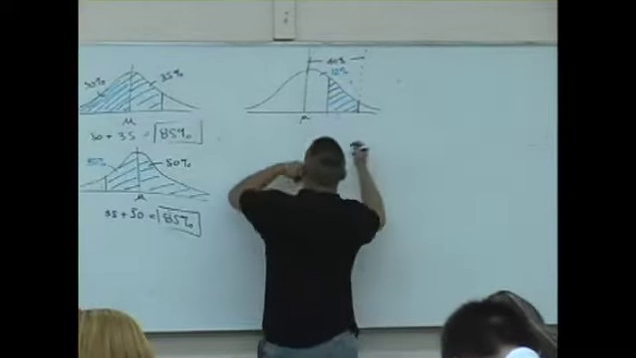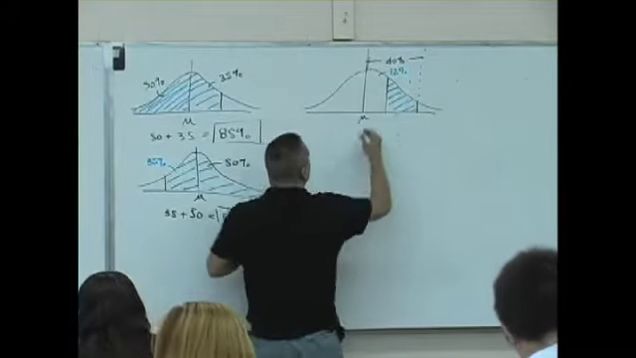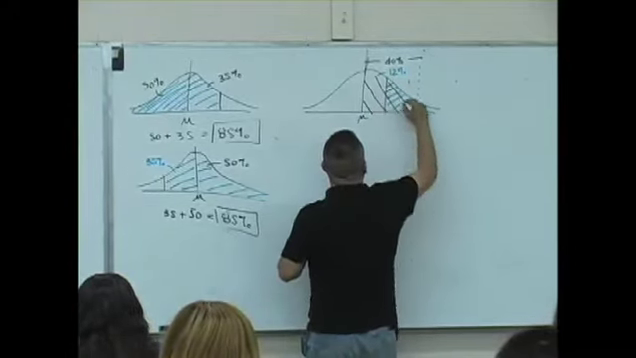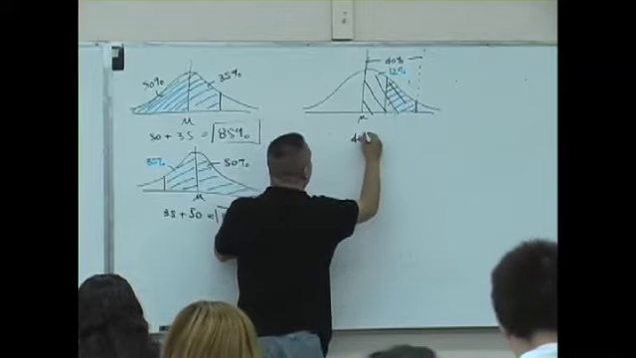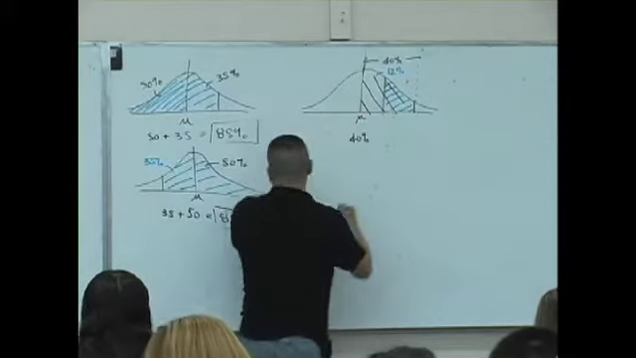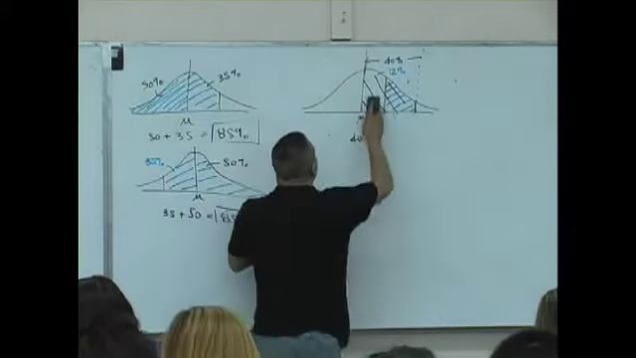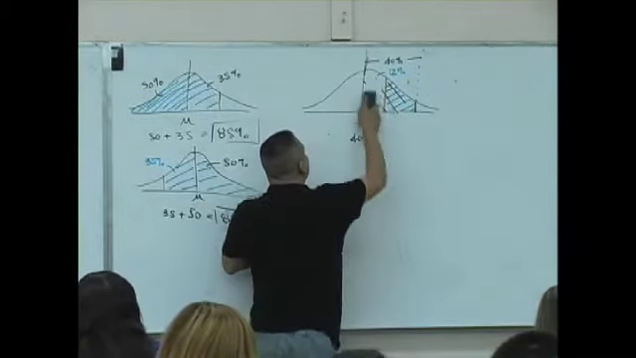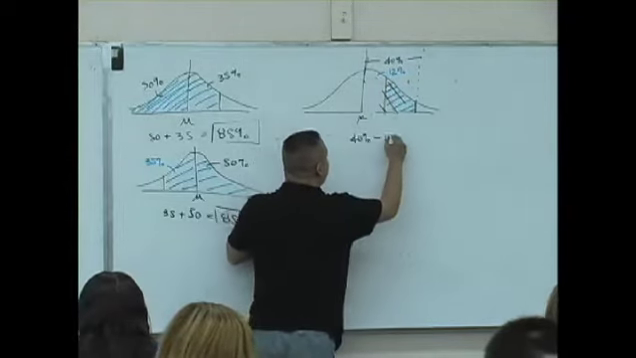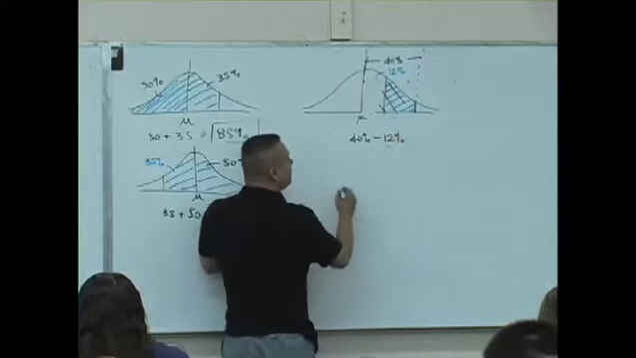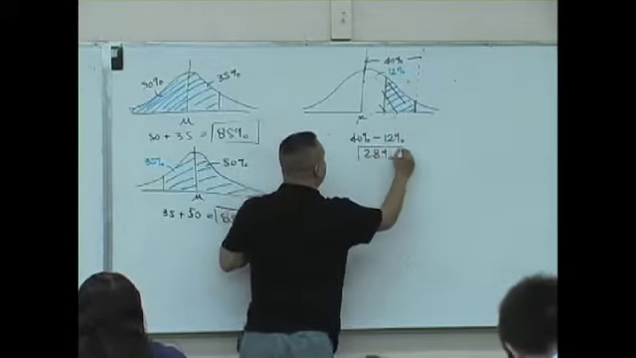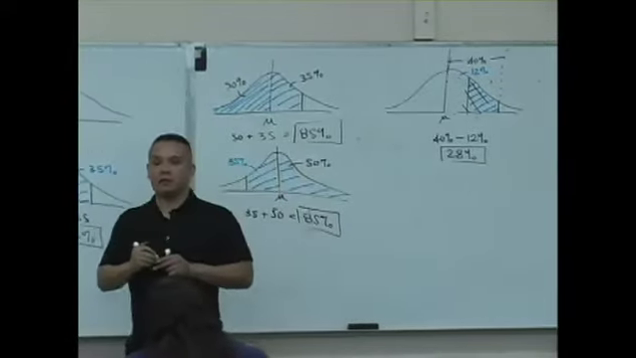This is what people should be thinking of. You assume that 40% is shaded. It really isn't. From here to here is 40, and then you throw away the amount that's not shaded. How much is not shaded? So it's 40 minus the 12, which gives you 28%. You're right. Yes, it's 28%.